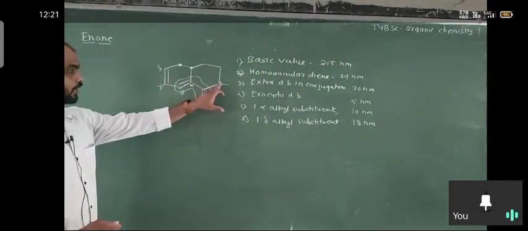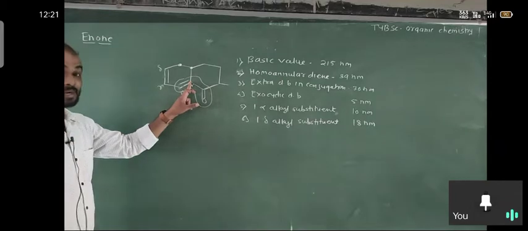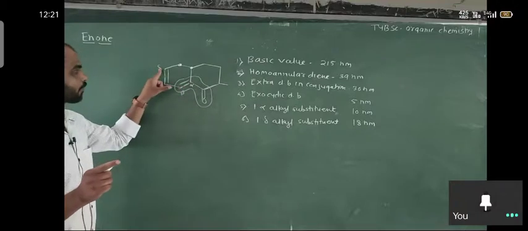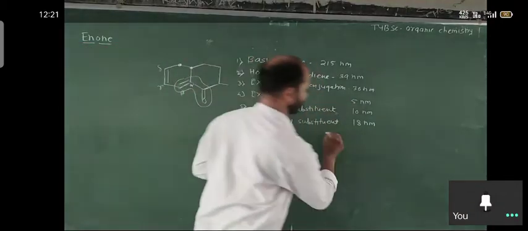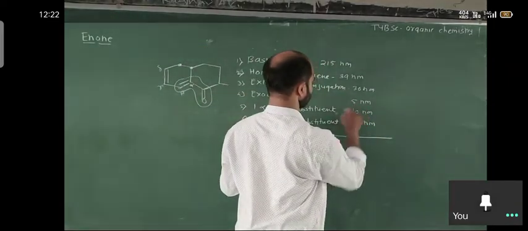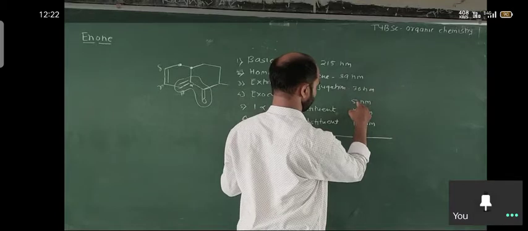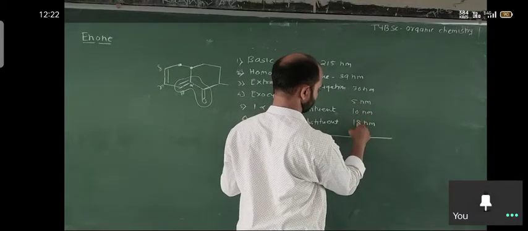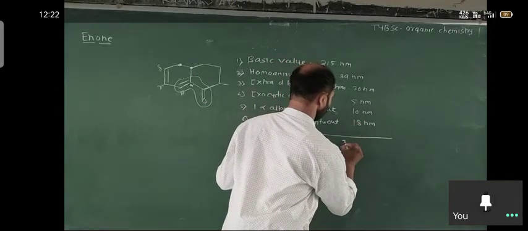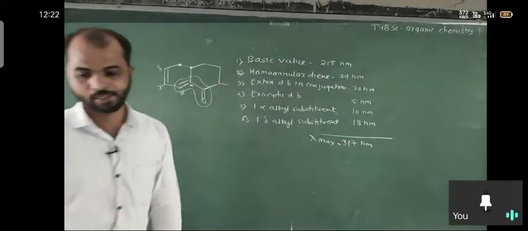So here, don't think about this. This substituent is not considered because here is a carbonyl. See the substituent on a carbon-carbon double bond, not a carbon-oxygen double bond. Okay. So think about alpha, beta, gamma, delta positions. Okay. So add all these values. There is a 317 nanometer. Lambda max is 317 nanometer.